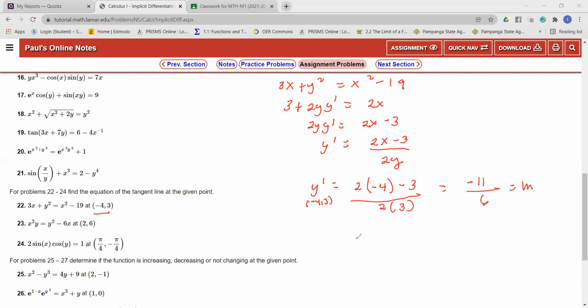Therefore, the equation of the line will be y minus 3 because yun ang y natin equals the slope, negative 11 over 6, multiplied to x minus negative 4, x plus 4. So this is then the point slope form. So bahala kayo kung you'd like to expand and then you can have the slope intercept form or the general form of the equation of the line.